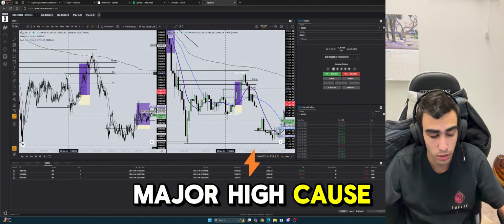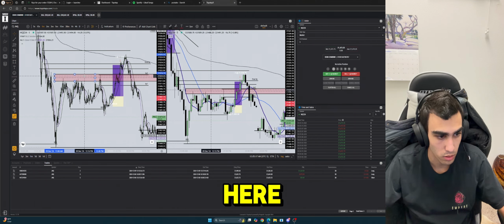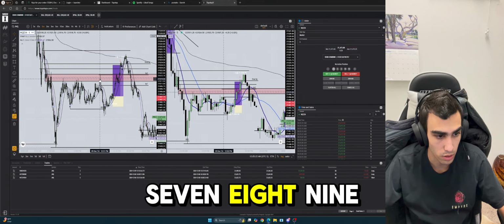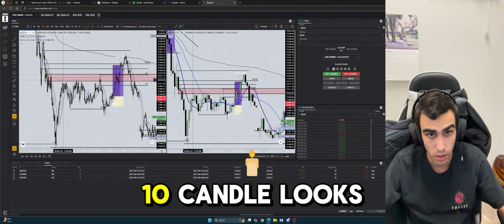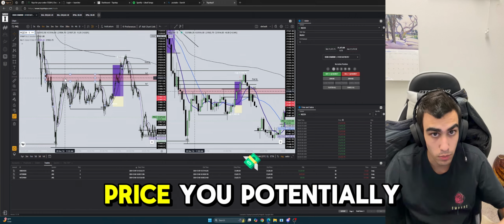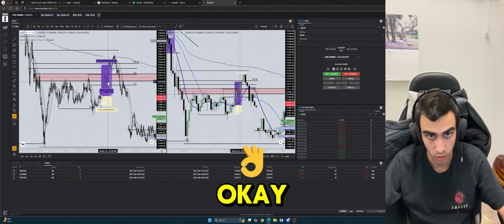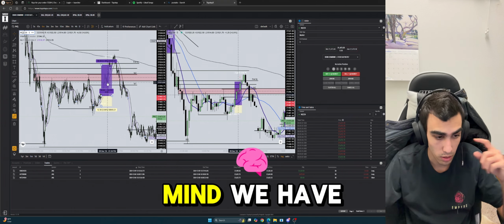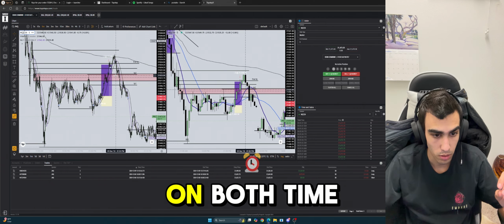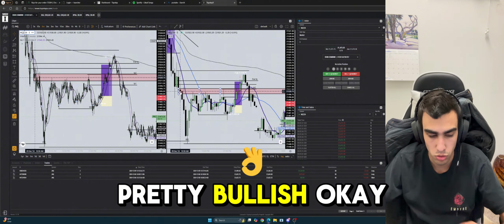That is our major high, because from here, like I said, you can see a lot of rejection. All this right here is major rejection, okay? We have 1, 2, 3, 4, 5, 6, 7, 8, 9, 10 candle wicks on the 1 minute that rejected right back down. So I was anticipating price to potentially move down, and as you can see, here we did move down. But keep in mind, we have Bollinger Bands, EMAs and VWAP. Our EMAs are holding this up on all time frames, the 15 minute, the 5 minute, and the 1 minute, so overall price is pretty bullish.